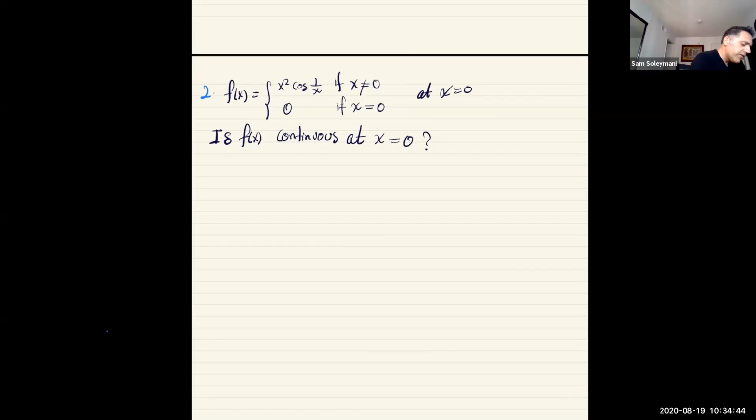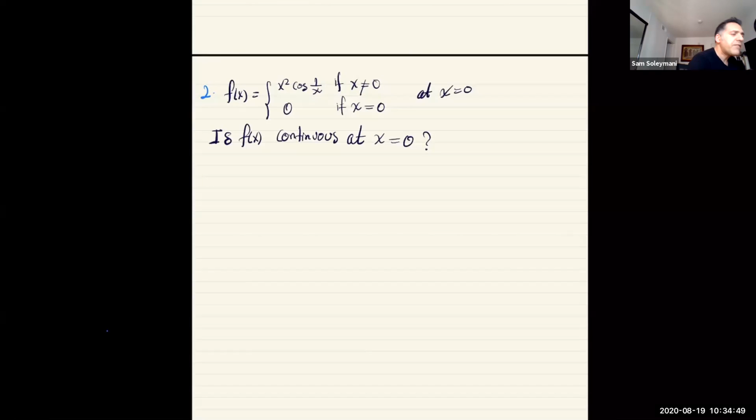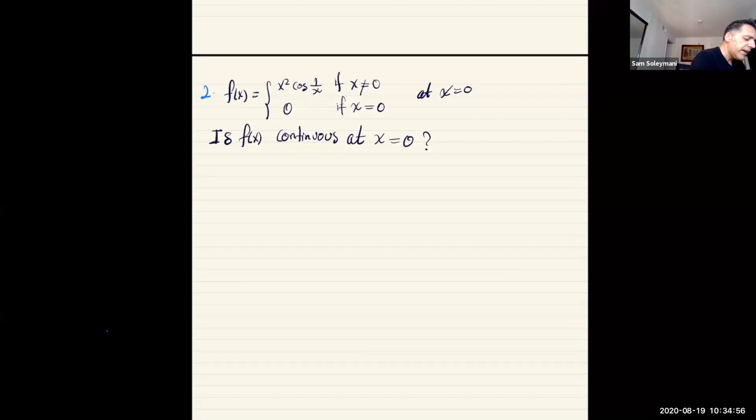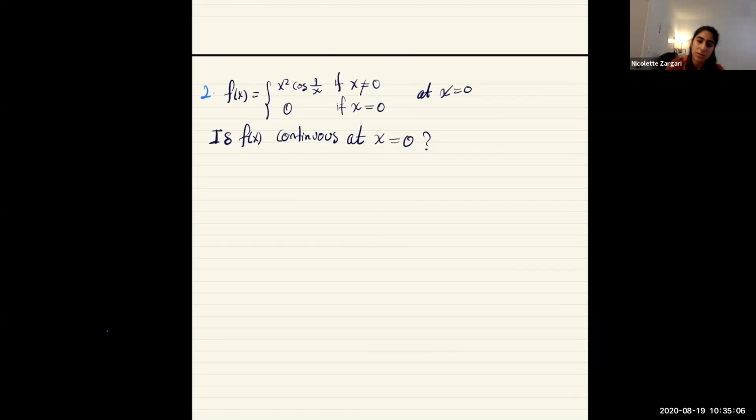Okay, so yes, first of all, we check if f of 0 exists. What's f of 0 here? I'm checking continuity at x equal to 0. So what's f of 0 here? 0. Yes, f of 0 is 0. It tells you when x is 0, f is 0. Now we know that the function is defined at 0. Next, you need to take the limit.